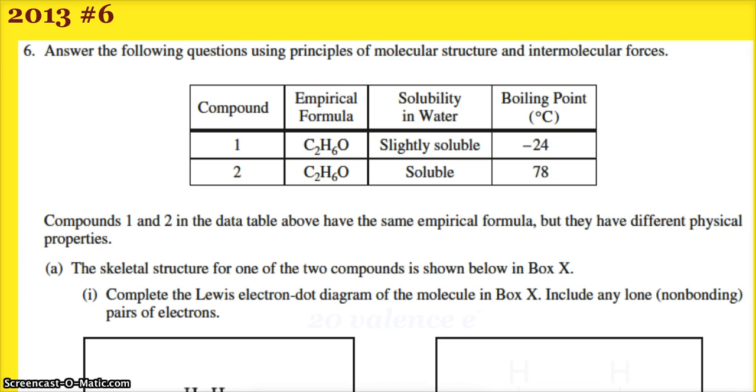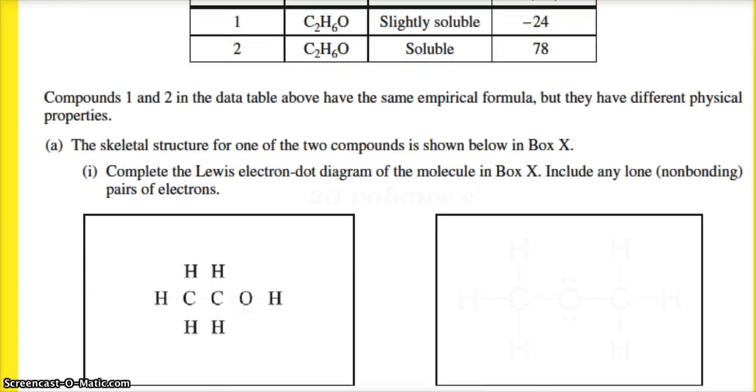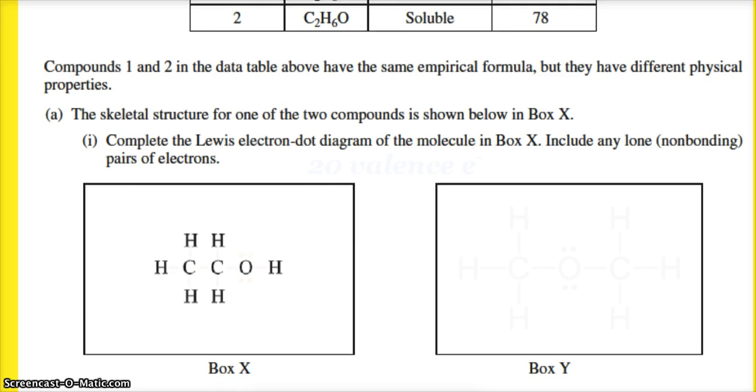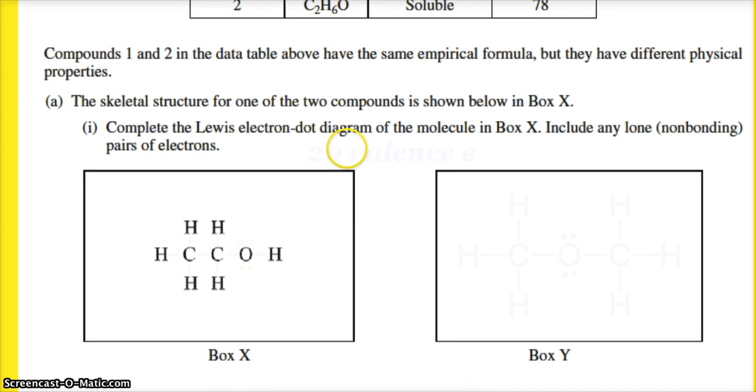Compounds 1 and 2 in the data table above: same empirical formula, different physical properties, got that. The skeletal structure for one of the two compounds is shown below in box X. Complete the Lewis electron dot diagram of the molecule in box X, including any lone non-bonding pairs of electrons. Well, first of all, C2H6O, that is 20 valence electrons. So they've already put that there.